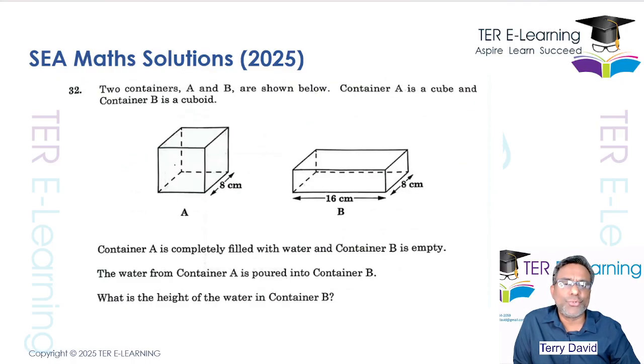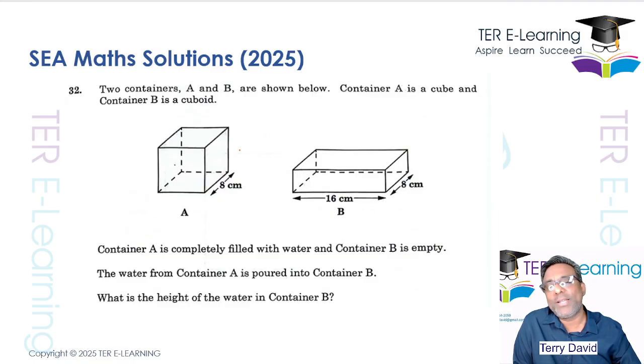Now question 32. So we have two containers, A and B, as shown. Container A is a cube and container B is that. Container A is completely filled with water and container B is empty. The water from container A is poured into container B. What is the height of the water in container B?